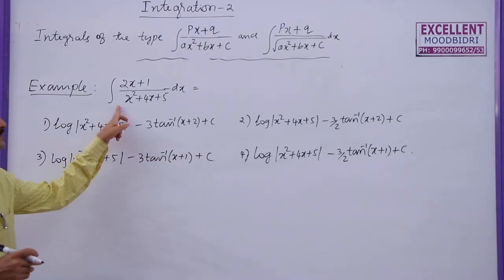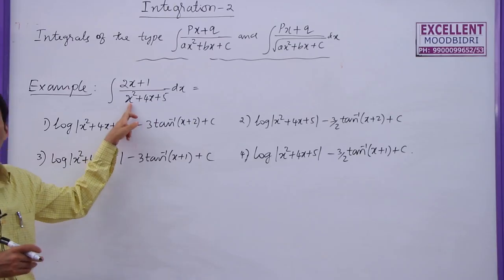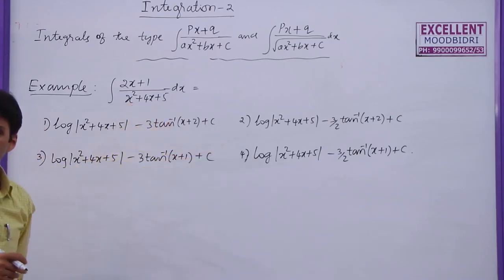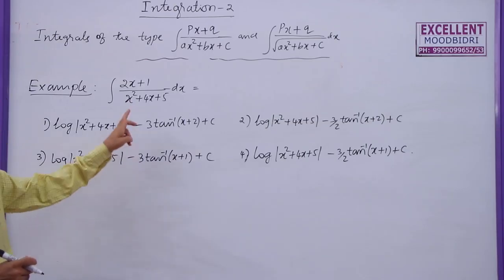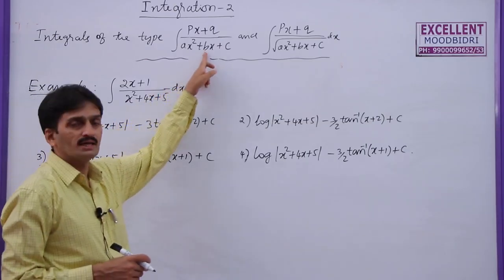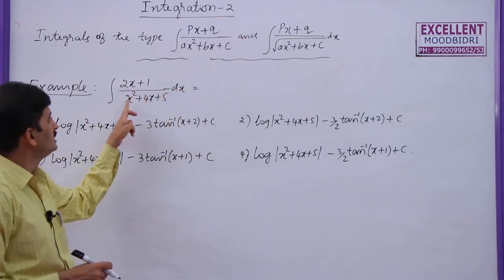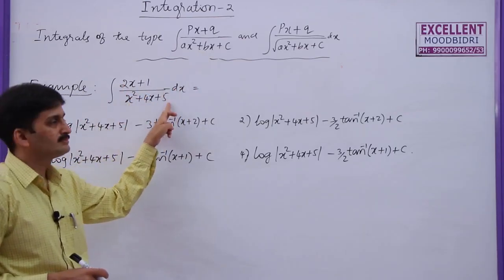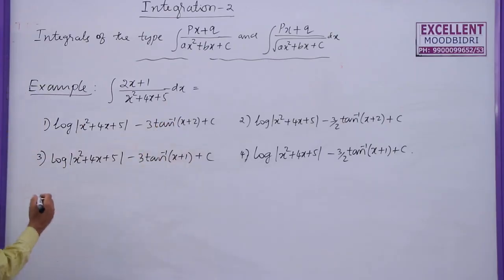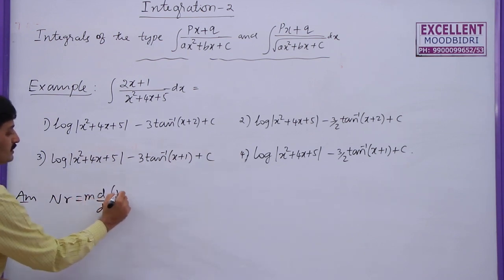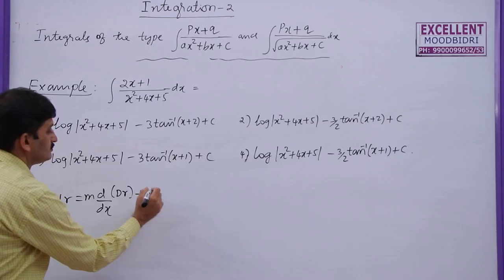Integration of (2x plus 1) by (x square plus 4x minus 5) dx equal to, so 4 options are given. Now this integral is in this form, correct? Because the numerator is px plus q, the denominator is ax square plus bx plus c. So what is the method? The numerator should be written as m into d by dx of denominator plus n.